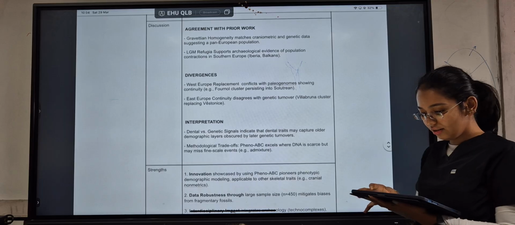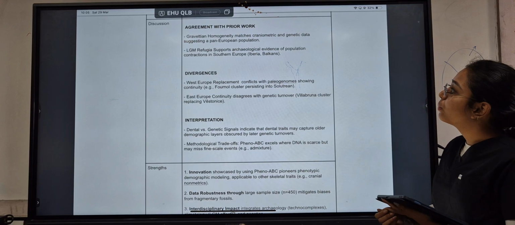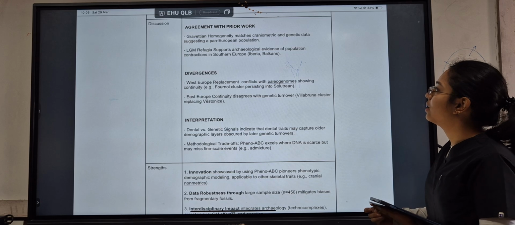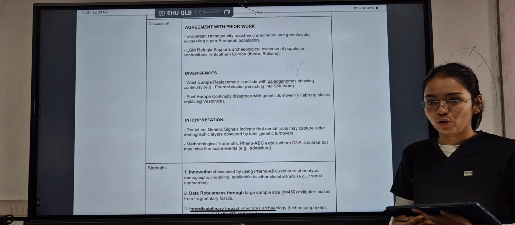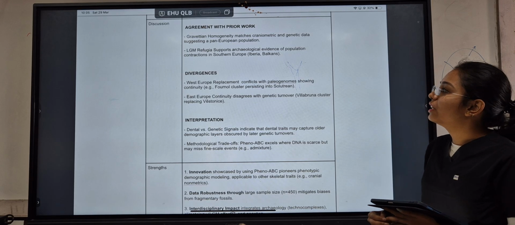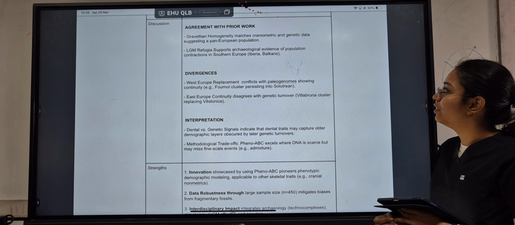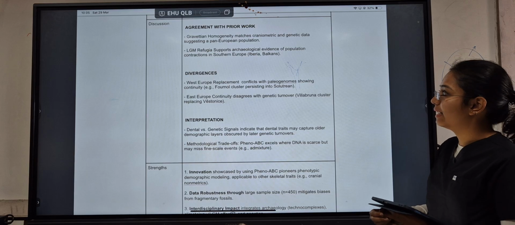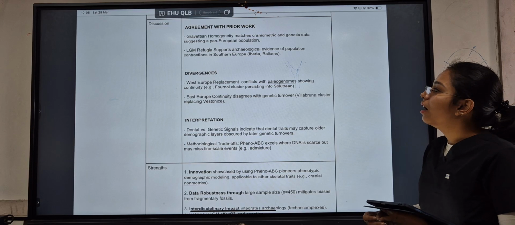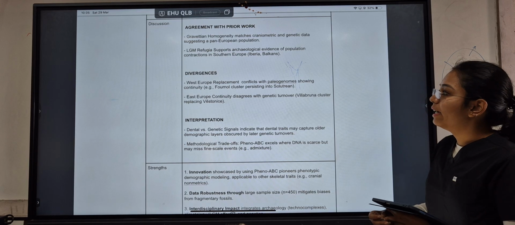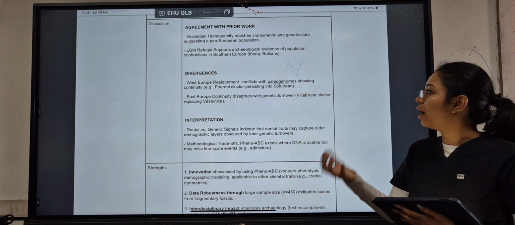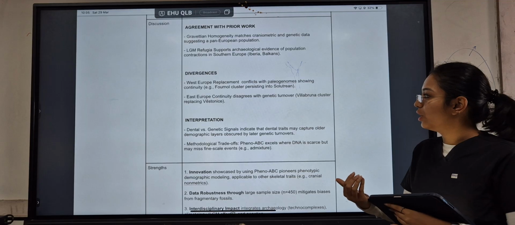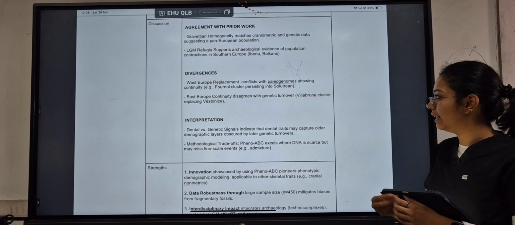Moving on to discussion. Agreement with prior work: Gravettian homogeneity matches craniometric and genetic data suggesting a pan-European population. LGM refugia support archaeological evidence of population contractions in southern Europe, in Iberia and the Balkans. Divergences were also noted. The Western Europe replacement conflicts with paleogenomes showing continuity. Eastern Europe continuity disagreed with the genetic turnover.